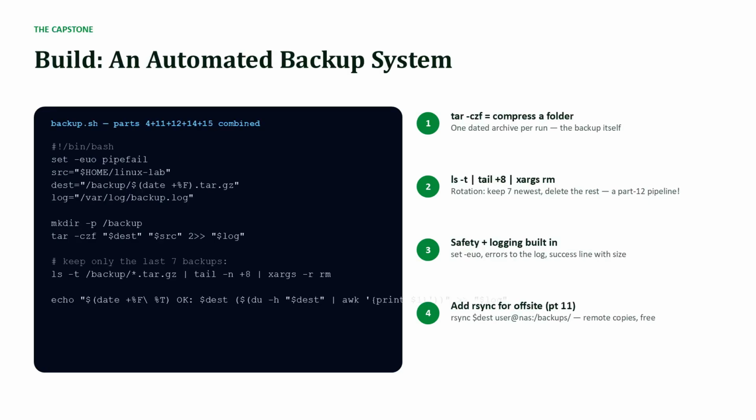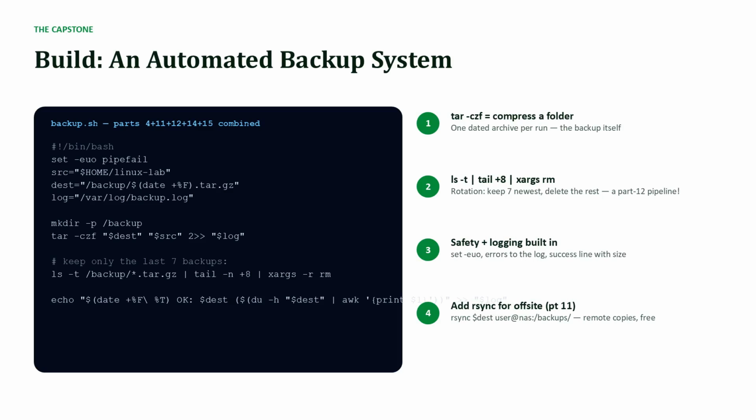The Capstone. Read this script and watch the whole series assemble. The safety header from part 15. Variables and command substitution from 14, a dated file name. tar compresses the folder into one archive. That's the backup. Then my favorite line, rotation. ls -t sorts newest first. tail -n +8 takes everything past the 7th. xargs hands them to rm. Keep 7. Delete the rest.